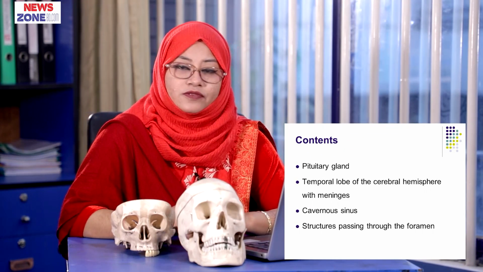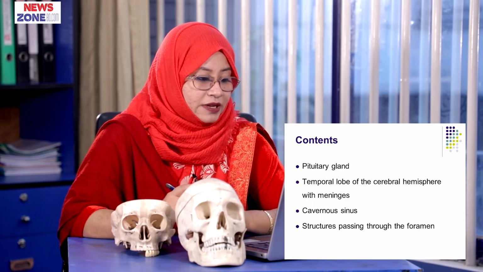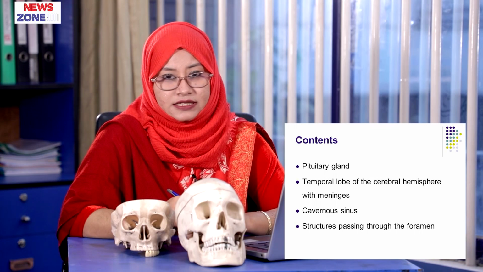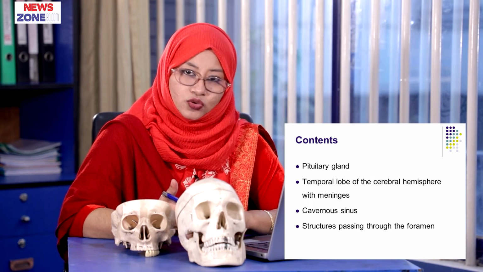Now, contents of the middle cranial fossa. There are the pituitary gland, temporal lobe of the cerebral hemisphere with meninges, cavernous sinus and structures passing through the foramen. Now, we have to know what are the foramens present in this cranial fossa.